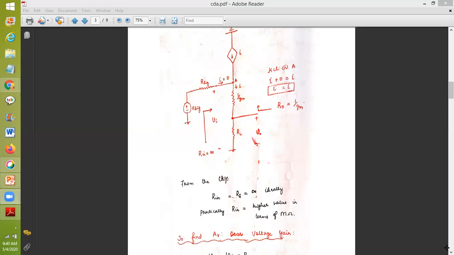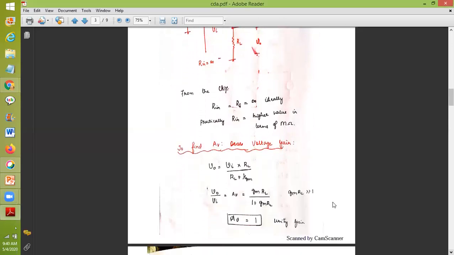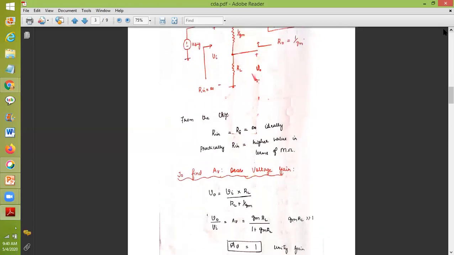Now what happens? Here Rin is equal to Rg is equal to infinity. Now this is over. Now what we will do?